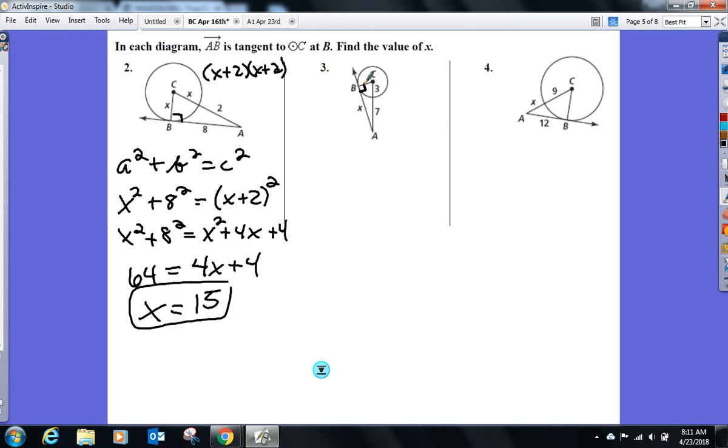Now here's a little something different. You're not given one of the legs, but you could still do Pythag. That's not an excuse not to do Pythag. Even though you're not given one of the legs, you can pretty easily find it if you know your circle facts.